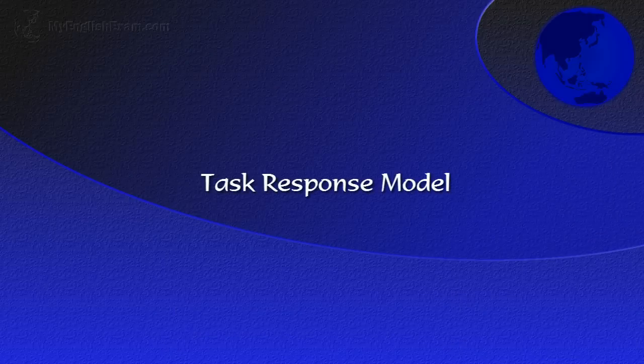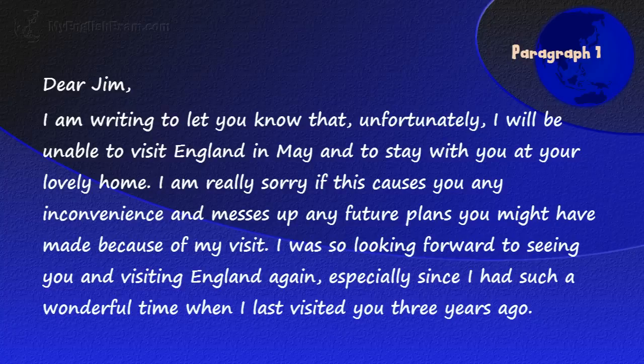Task Response Model. Dear Jim, I am writing to let you know that unfortunately I will be unable to visit England in May and to stay with you at your lovely home. I am really sorry if this causes you any inconvenience and messes up any future plans you might have made because of my visit. I was so looking forward to seeing you and visiting England again, especially since I had such a wonderful time when I last visited you 3 years ago.